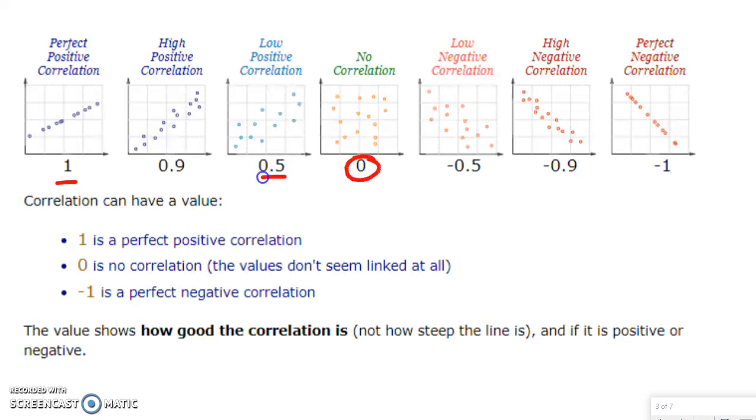0 would be no correlation, so your data points are just all over the place. Then the same goes with the negative, but this time they're decreasing from left to right. So a little bit of a negative correlation. Negative 0.9 would be high, negative 1 would be perfect. And then you could have values in between here too, like 0.75, 0.6. They would just be in between these numbers here. So 1 is a perfect positive correlation, 0 is none, and negative 1 is a perfect negative. So all your correlation coefficients will be between negative 1 and positive 1.